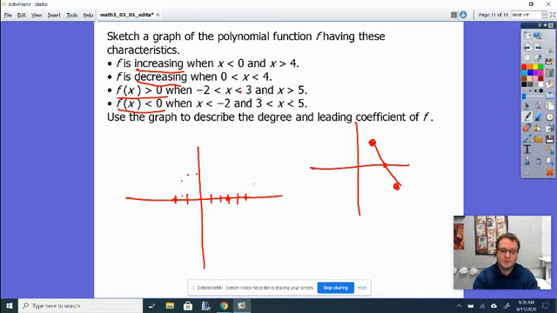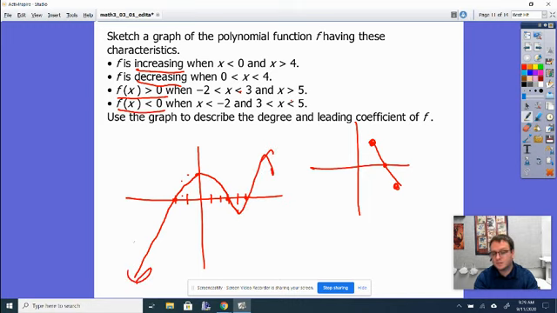After I do that, I need to think about where it's increasing and where it's decreasing. Well, when x is less than 0, it's decreasing. So all over here, it's decreasing. So I'm going to start here, I'm going to come up, I'm going to hit 0. At 0, I start going down. Between 0 and 4, I am decreasing, so I'm coming back down until I hit 4. And then I start increasing again when x is greater than 4. So I go back up.